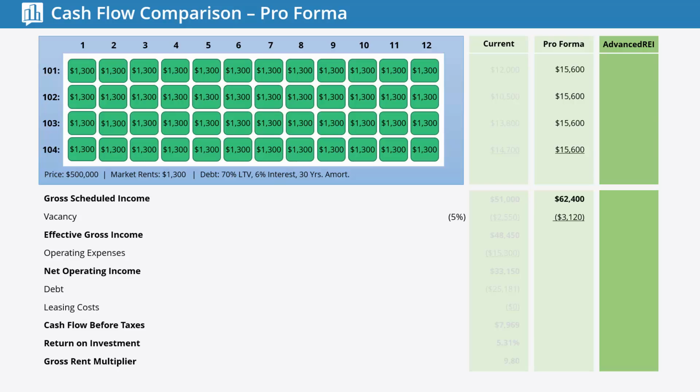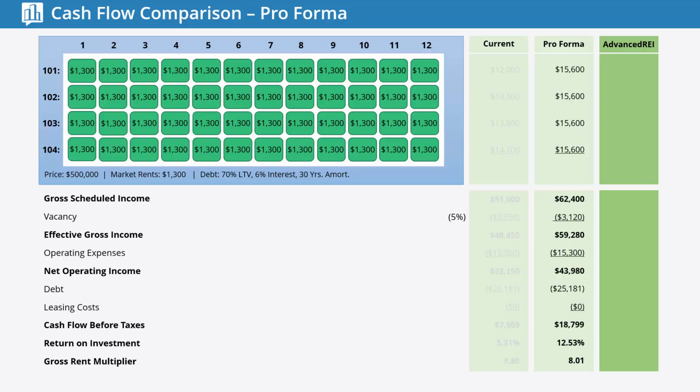Minus a 5% vacancy factor gives us our effective gross income. Minus the operating expenses gives us our net operating income. Minus the debt and the leasing cost gives us our cash flow before taxes, our return on investment, and our gross rent multiplier. So that's how the industry calculates the pro forma cash flow statement.